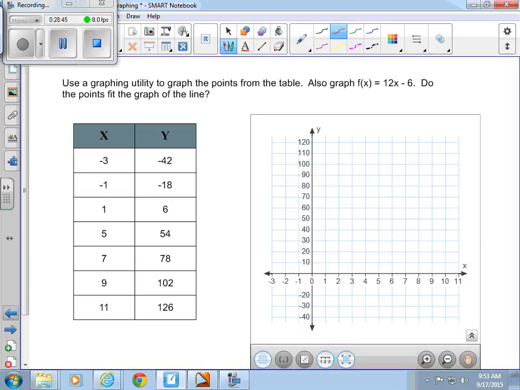All right, one more. Use a graphing utility, that is a fancy word for a calculator. I use the same word as your books so that you would not have a hard time with that. To graph the points from the table, also graph 12x minus 6. Do the points fall on the graph of the line? So I'm going to graph these points on the table. -3, -42. -1, -18.